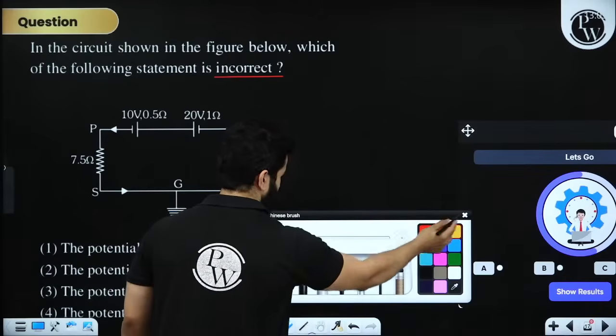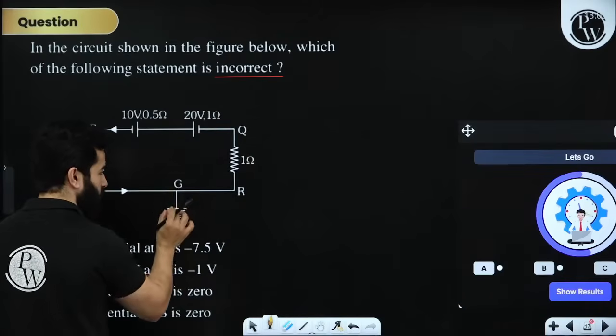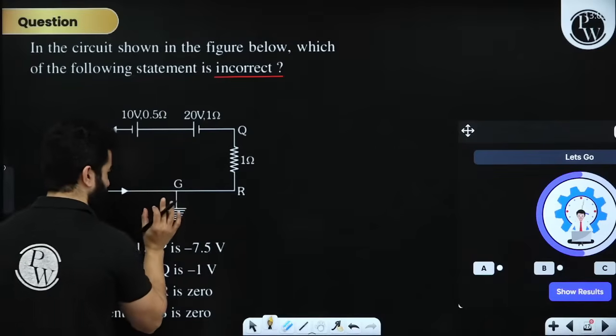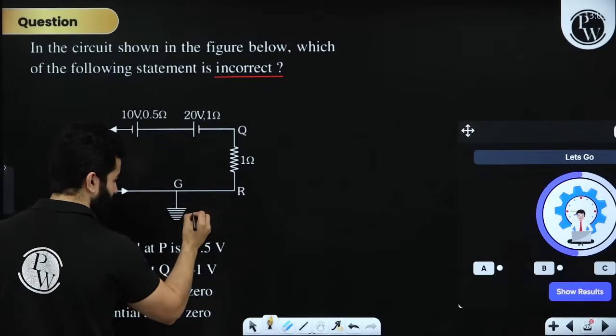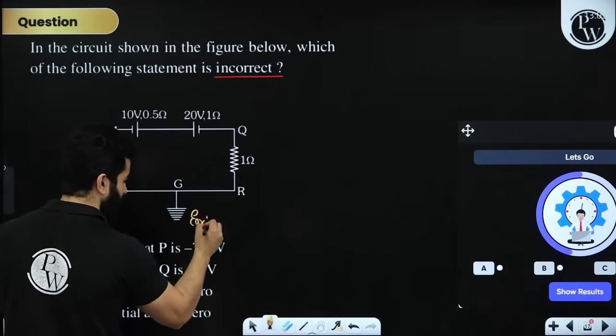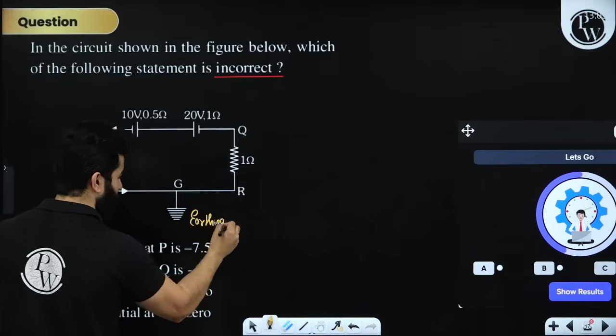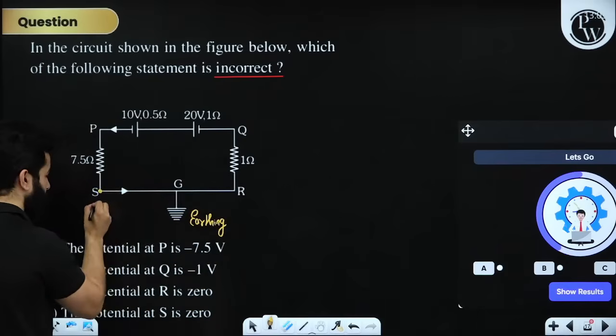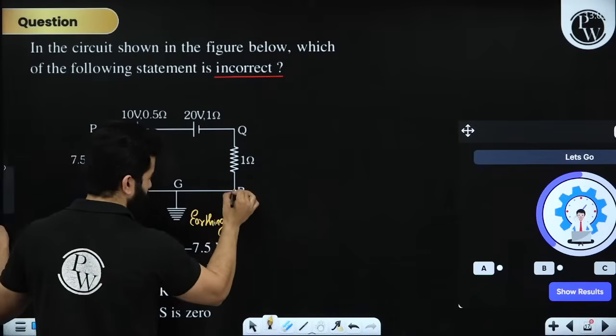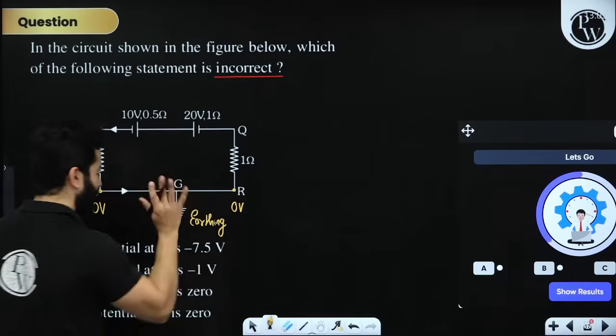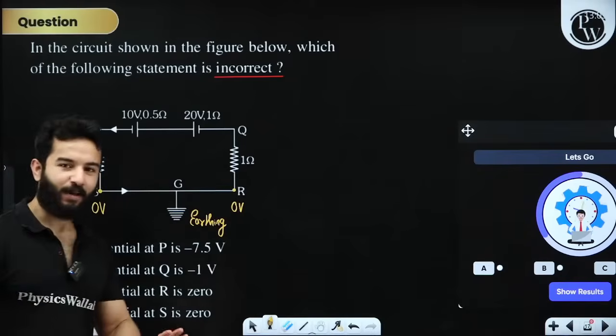First concept is that if they are talking about the concept of ground, this is basically earthing. Earthing basically means that this point will be at zero potential. This point will be at zero potential. Correct? This is absolutely certain.